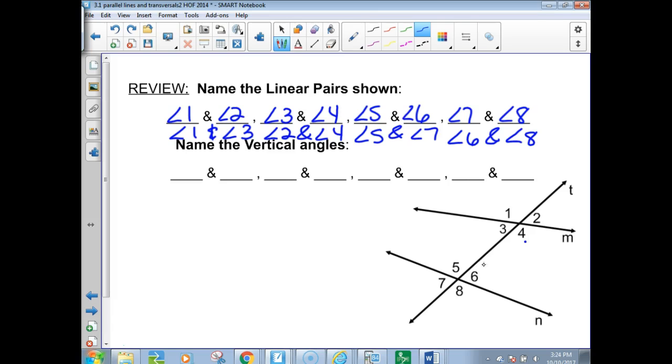And then the verticals, 1 and 4, they are across from each other. Yep, 2 and 3. 5 and 8. And 6 and 7. I think a lot more of you are starting to pick up on your vocabulary the more and more we do with the vocabulary. Linear pairs are angles that are adjacent and form a straight line.